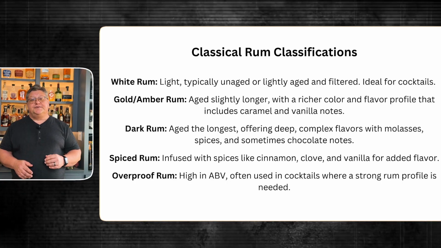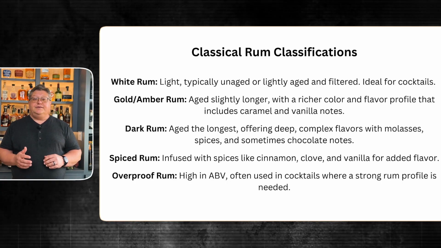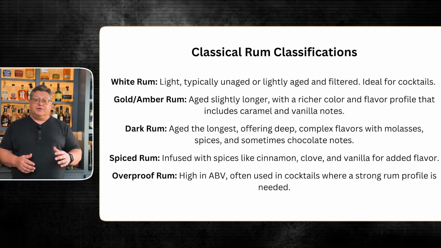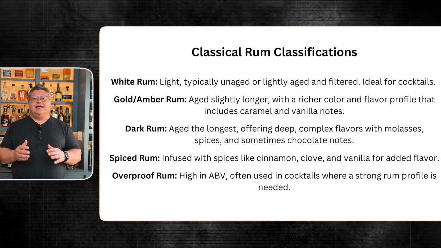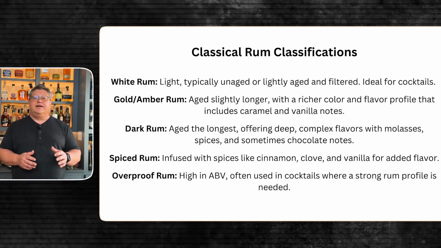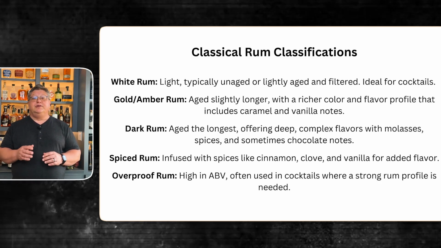There are a few ways to classify rum, and each helps us understand a bit more about what's inside the bottle. Let's break it down into three main approaches. Classical classification. White rum. It's light, typically unaged or lightly aged, and filtered. Ideal for cocktails. Gold or amber rum, which is aged slightly longer with a rich color and flavor profile that includes caramel and vanilla notes.